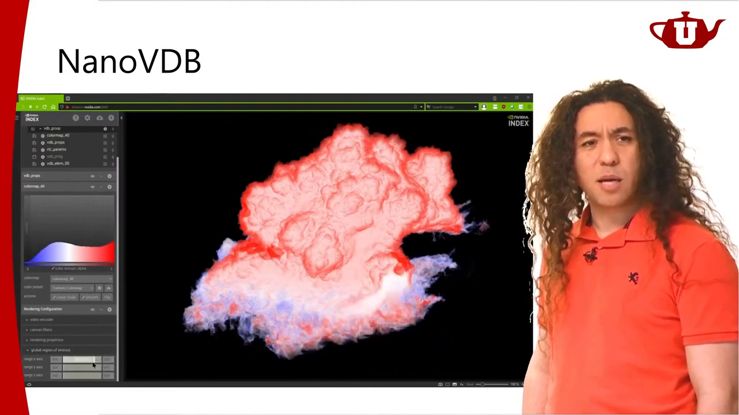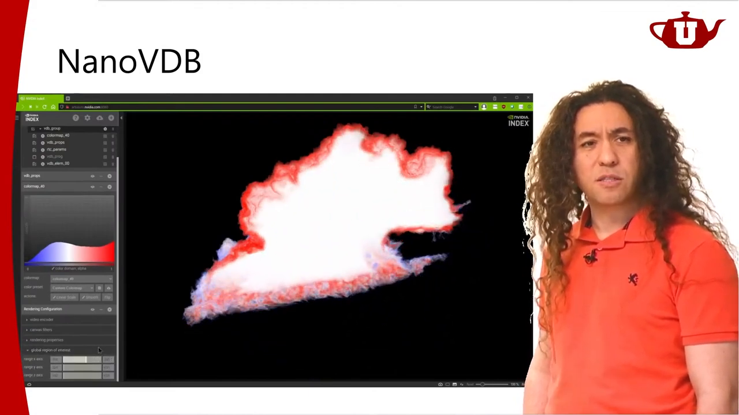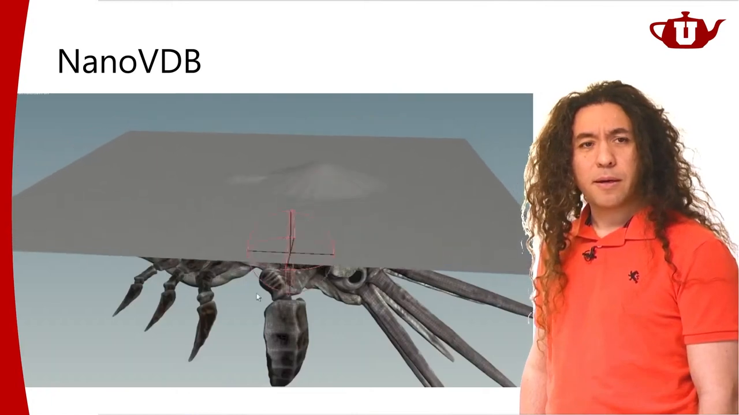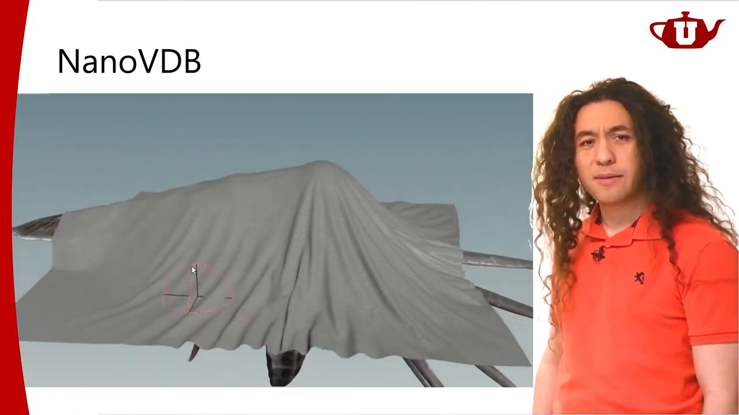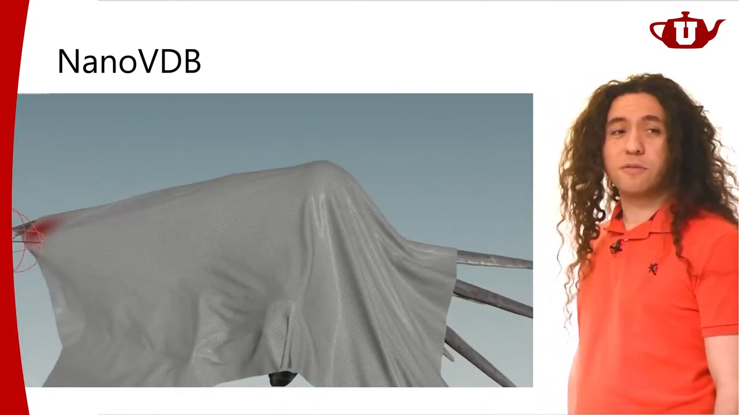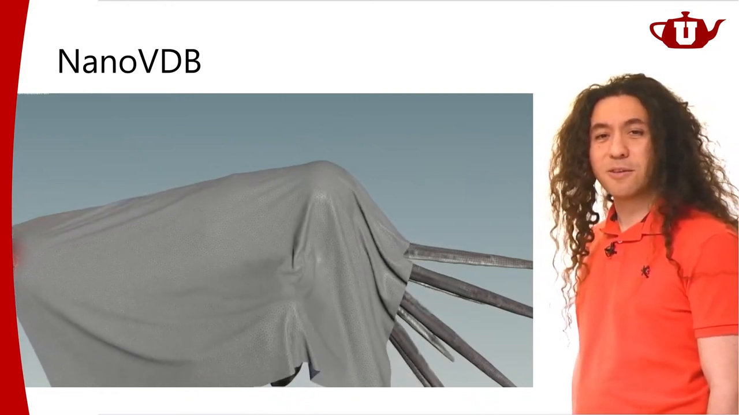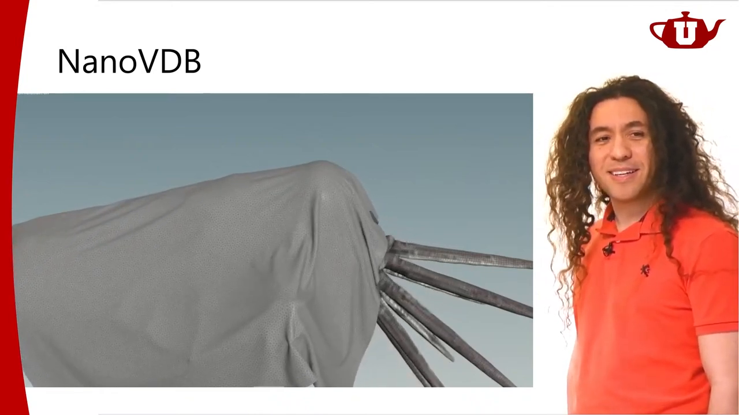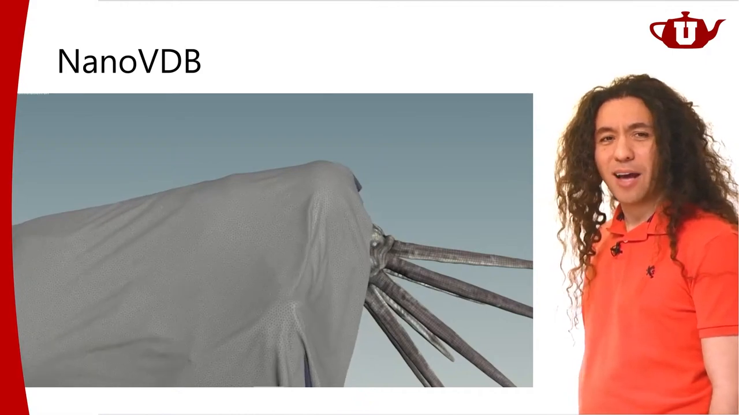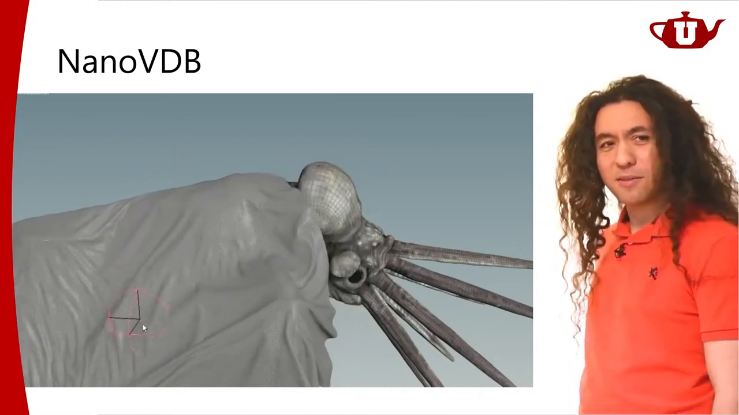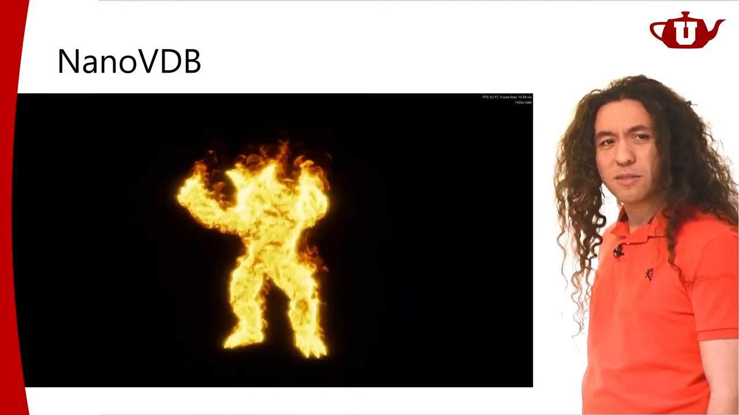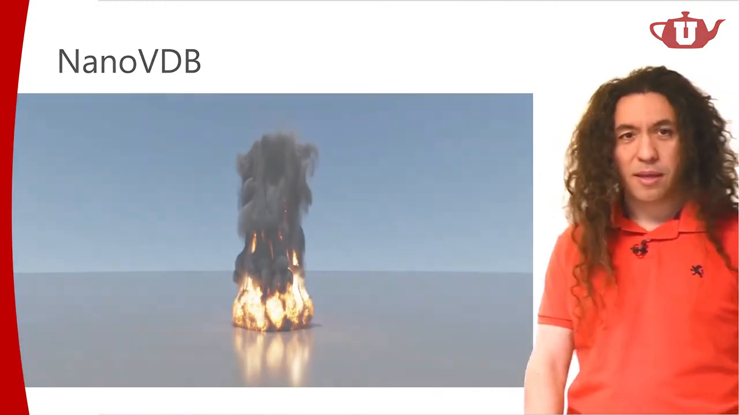I believe this example is using some sort of a transfer function. And this is using a volumetric object for doing collisions with a cloth simulation. So this is not necessarily rendering, but the object here, I believe, is represented using volume data.